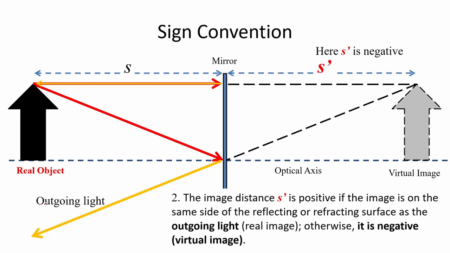Now considering the distance of the virtual image from the mirror line, or s'. The image distance s' is positive if the image is on the same side of the reflecting or refracting surface as the outgoing light, and we call the image a real image. Otherwise it is negative and the image is called a virtual image. For the case shown here, the distance s' is negative since it is on the opposite side of the reflecting surface. The image formed here is called the virtual image.